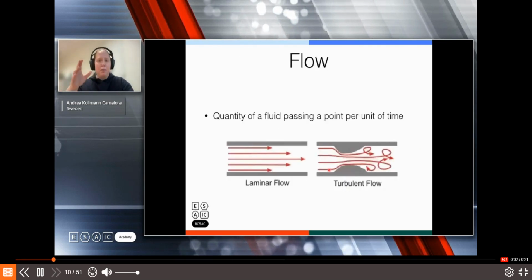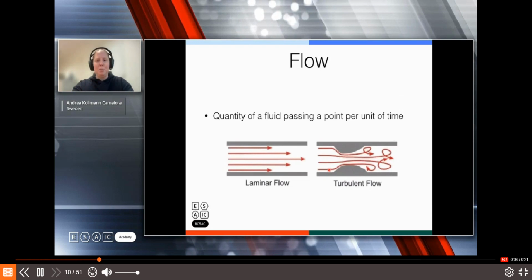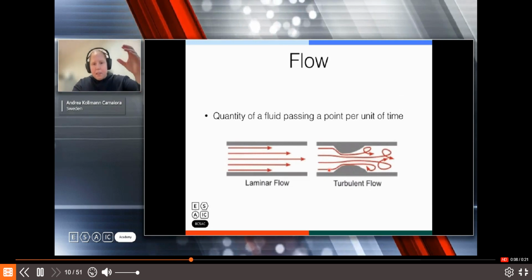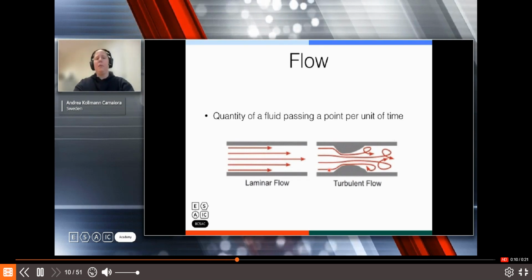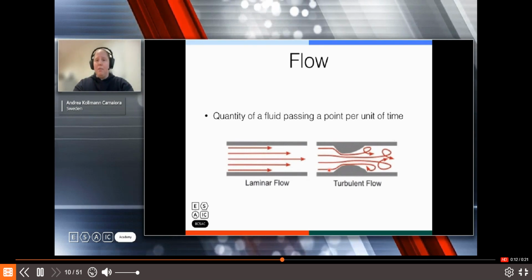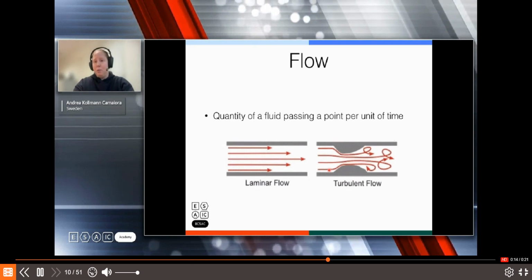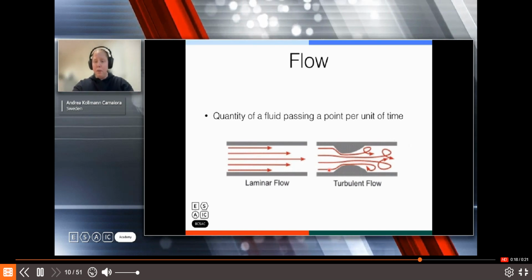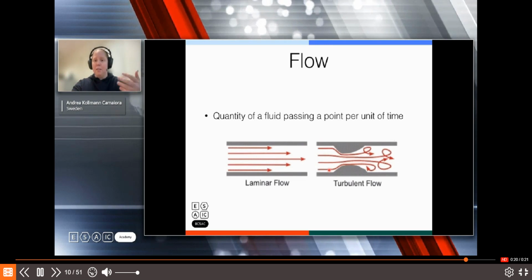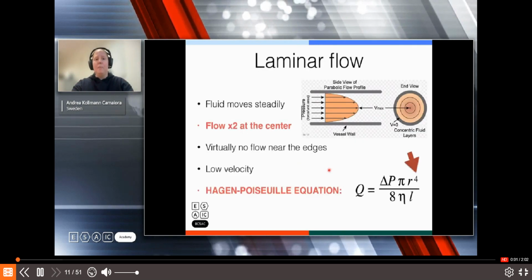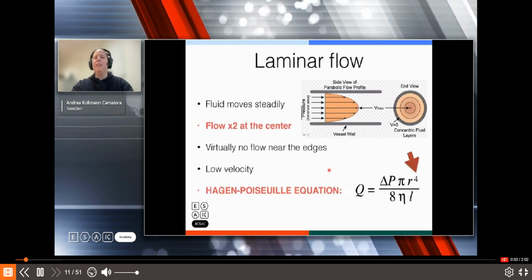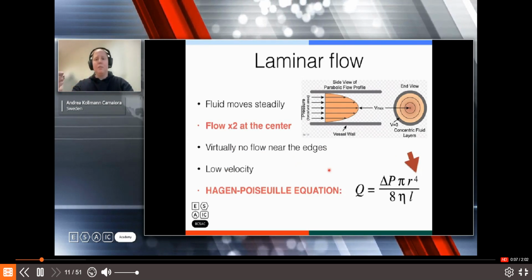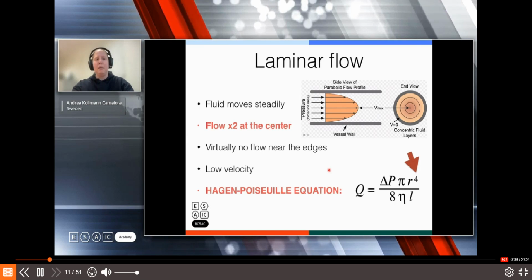Then we're going to move into flow. This lecture is a lot of little concepts joined together. Flow is the quantity of fluid passing a point per unit of time. The fluid can be of 2 types. We can have laminar flow and we can have turbulent flow. And we're going to describe them. So laminar flow moves steadily. It's the flow we like. It's not the one that creates a lot of turbulence, as the name turbulent describes.